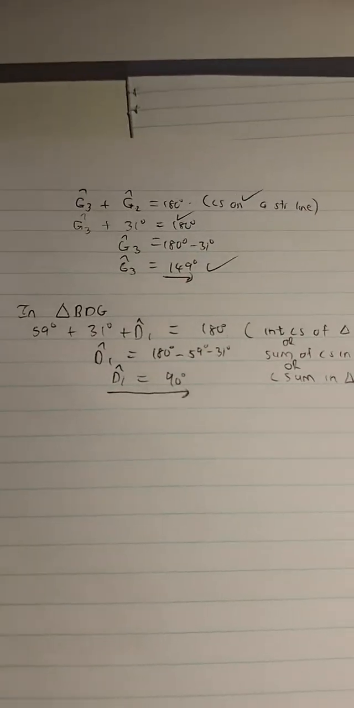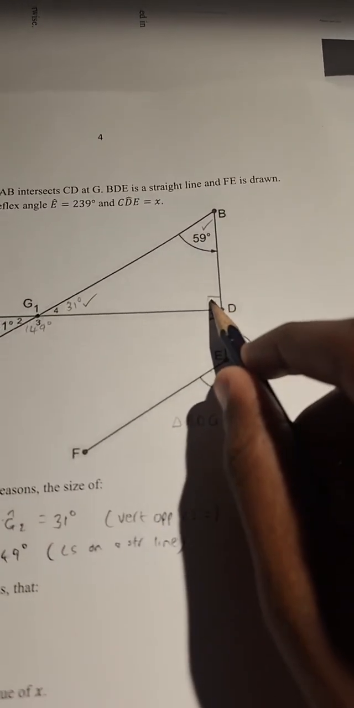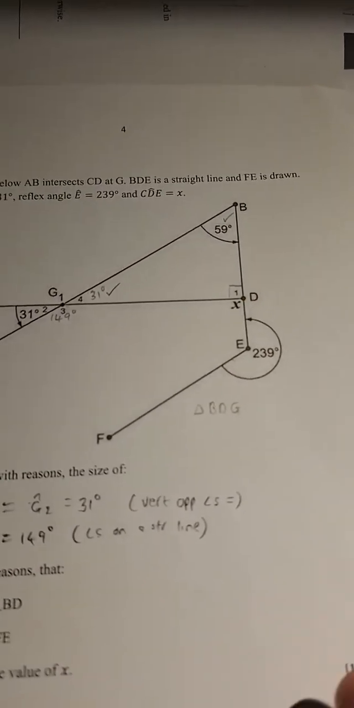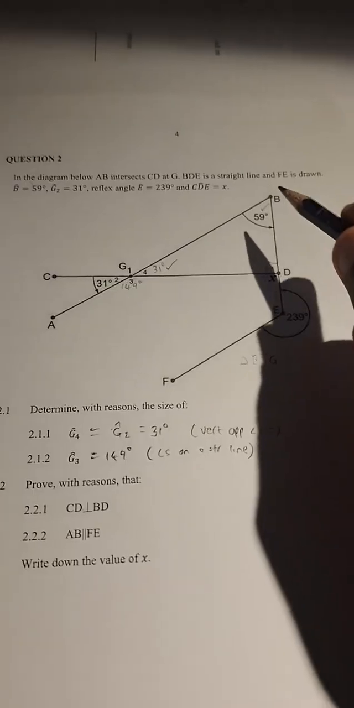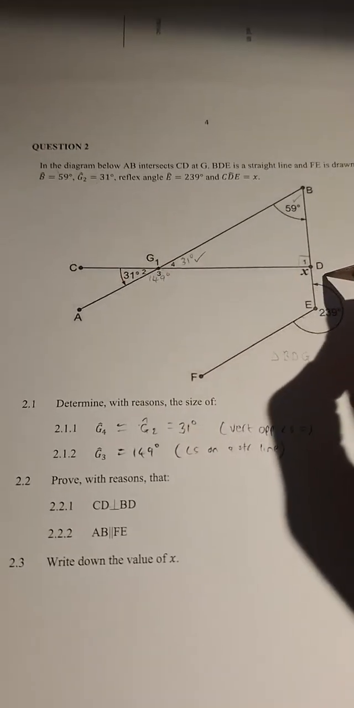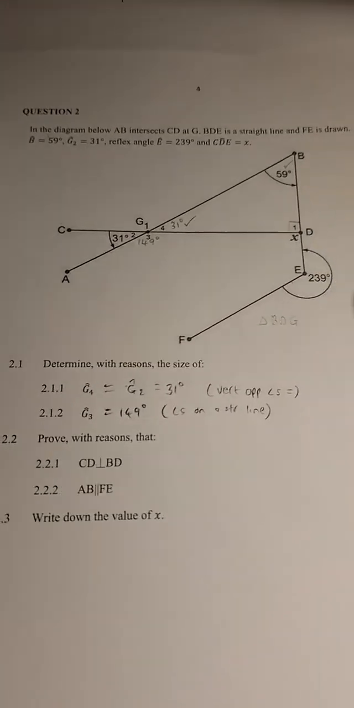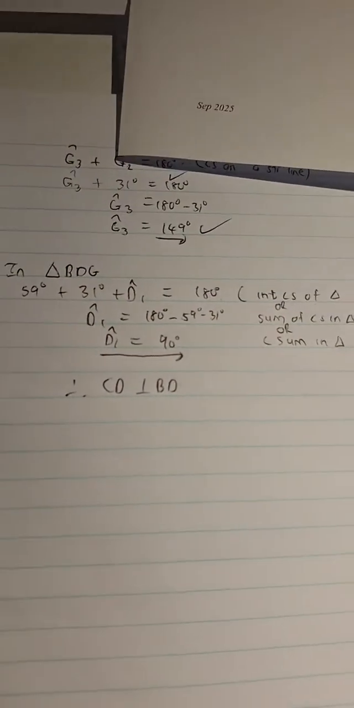So angle D1 is what? 90 degrees. So what does that in essence mean, guys? It means D1 is 90. Remember, if angle D1 is 90 degrees, what does that mean? It simply means that we can conclude CD is perpendicular to BD. So I'm going to say, therefore, CD is perpendicular to BD.